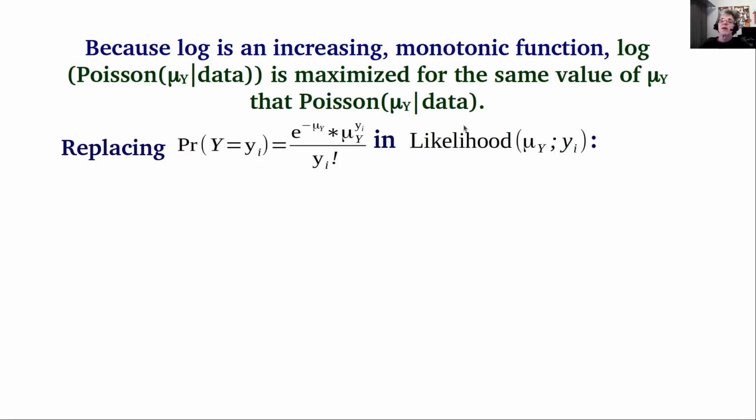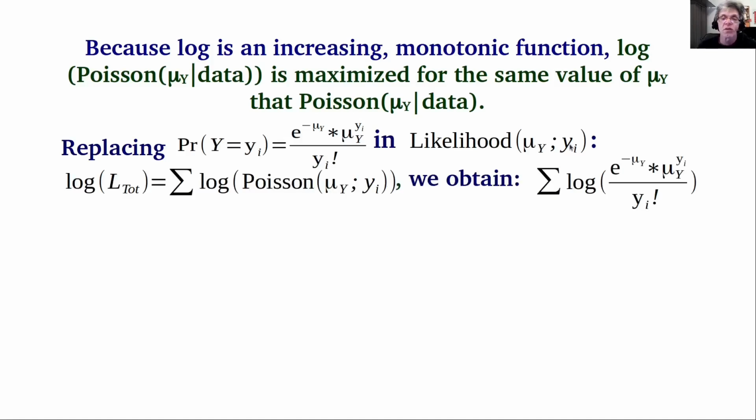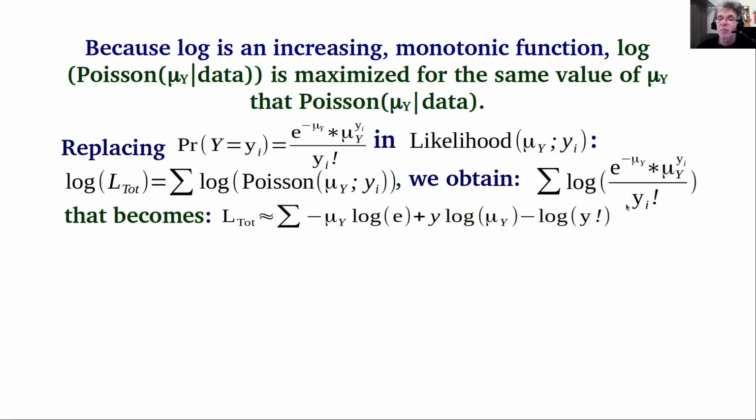So what we do is that we replace the formula of the Poisson distribution in the likelihood in order to obtain this, which equals what we have in the right hand side, and applying the properties of the logarithm, this becomes a sum of 3 terms, one of which, this one, does not contain the parameter mu.